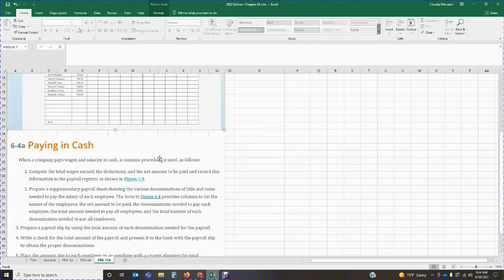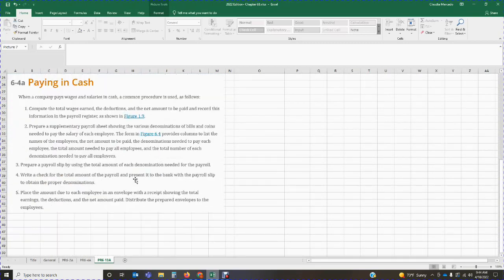In your book, there's very useful information that deals with when we pay our employees in cash. When our company pays wages and salaries in cash, a common procedure is followed. It's a 5-step process. First, you have to compute the total wages earned, the deductions, and the net amount to be paid, and record this information in the payroll register. Common practice. Then we have to prepare a supplementary payroll sheet showing the various denominations of bills and coins needed to pay the salary of each employee. That is what we're going to be doing today.